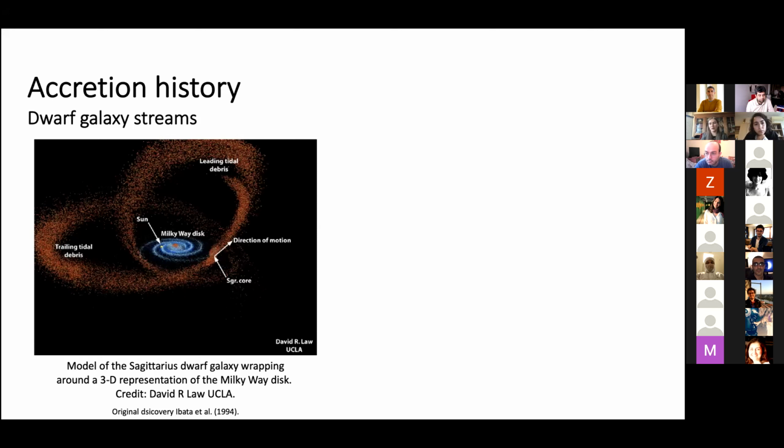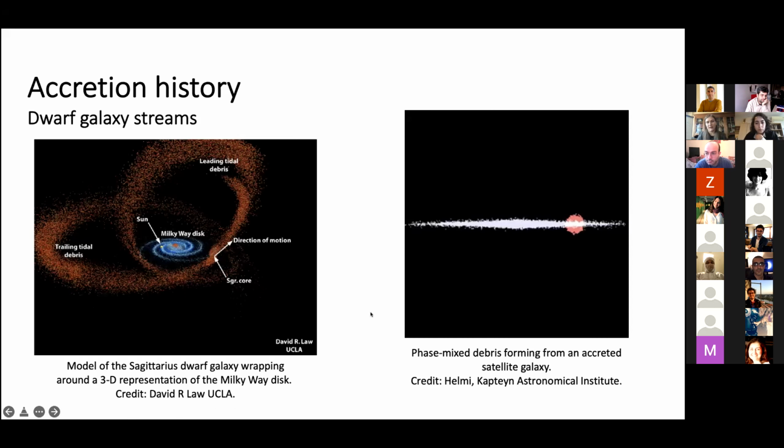And it gets even more complicated than this. So if you have a galaxy that was accreted earlier on, or a more massive galaxy, then the debris gets deposited into the inner halo, and we get something that looks like what I'm going to show you now in this video on the right.